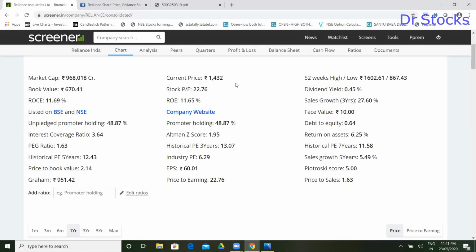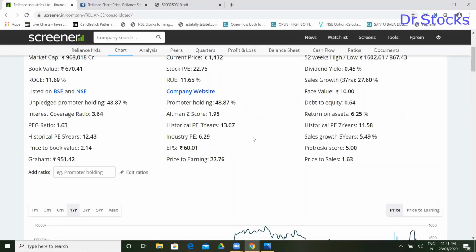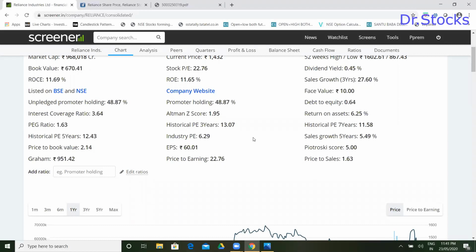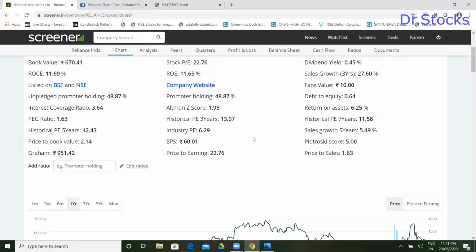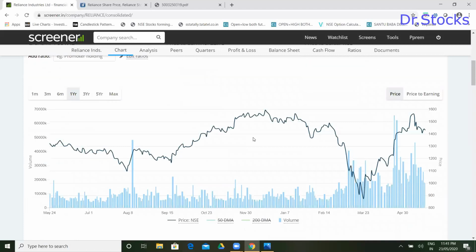And again, the share price is 1432 at this moment. I'll be covering all these things very soon: what is the best price to get Reliance, and other things. At this moment, all the basic fundamental components are slightly okay, but valuation-wise, the price is slightly higher. I'm going to justify all this shortly. Everything is fine at this moment when compared with others in this sector.